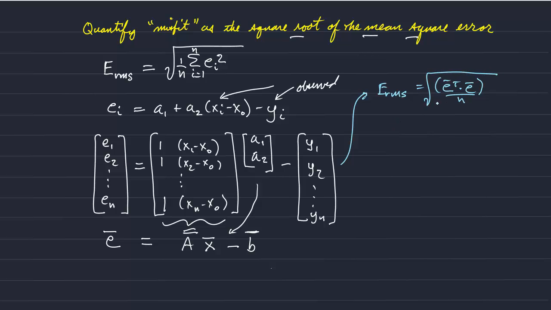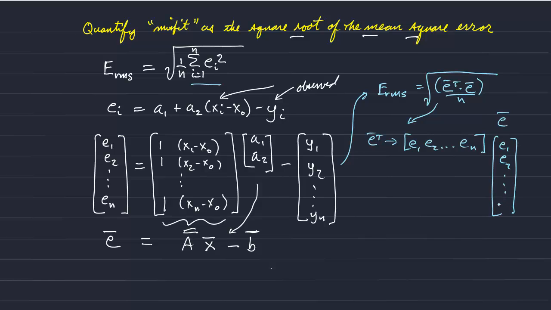And just to illustrate why E transpose E gives this sum, you can see that E transpose is E1, E2, all the way out to En. And then we're multiplying it by E, which is a column vector, E1, E2, and so on. By the matrix multiplication, we would multiply E1 times E1 and add that to the product of E2 times E2 and so on. And that gives, again, our sum of square errors. So this is E_RMS.